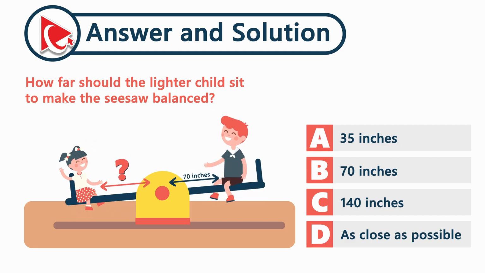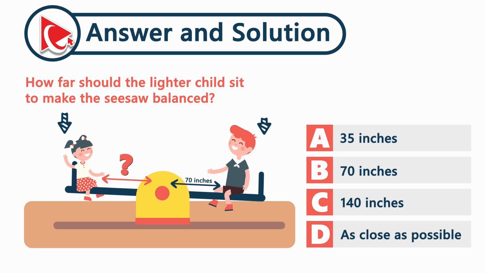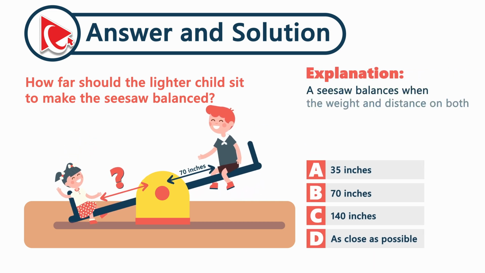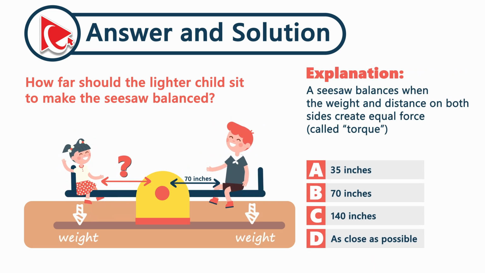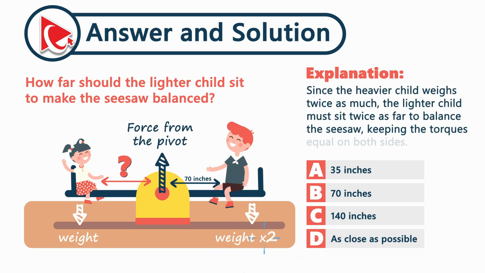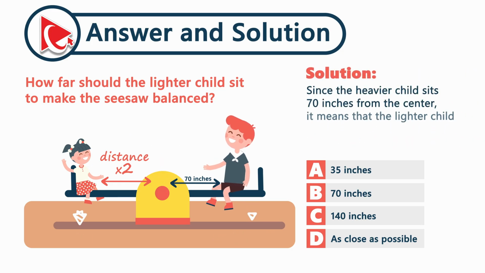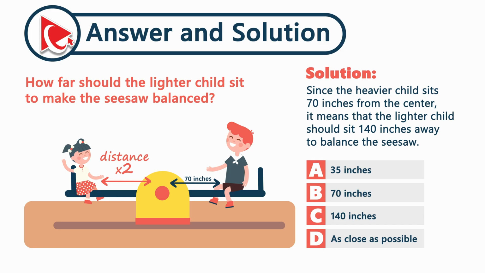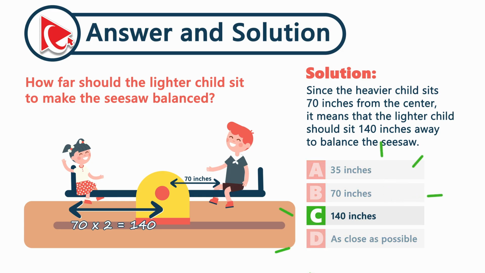When two children sit on a seesaw, weight is applied on both sides. A seesaw balances when the weight and the distance on both sides create equal force, called torque. Since the heavier child weighs twice as much, the lighter child must sit twice as far to balance the seesaw, keeping the torque equal on both sides. Since the heavier child sits 70 inches from the center, it means that the lighter child should sit 140 inches away to balance the seesaw. And the correct answer here is choice C, 140 inches.